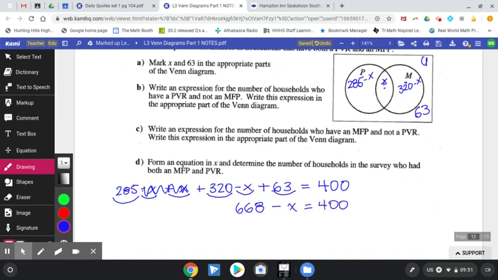Now remember, I'm solving for X, so I want to get X all by itself. So I'm going to subtract 668 from both sides. So negative X is equal to negative 268.